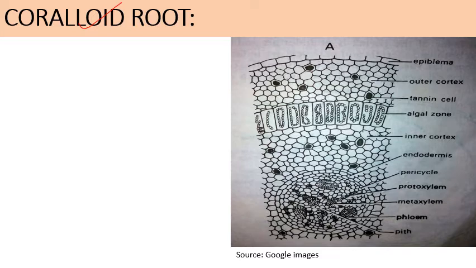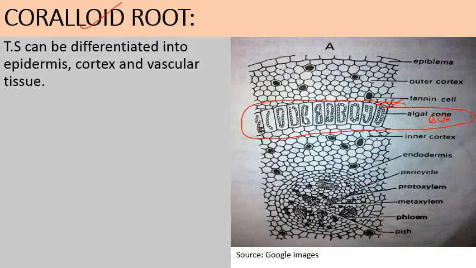So it is similar to normal root, but it contains one additional layer in the cortex, which is the algal zone inhabited by some blue-green algae, and that helps in nitrogen fixation. Here its TS, transverse section, can be differentiated into epidermis, cortex and vascular tissue.